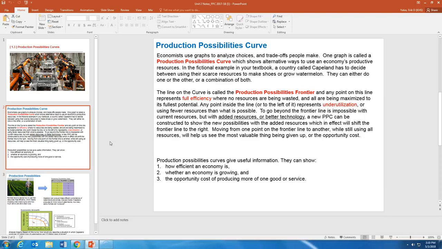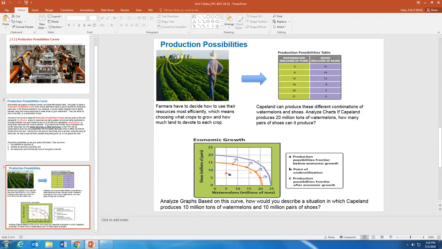And so what a production possibility curve does tell us, they can show us how efficient an economy is, whether the economy is growing, and also the opportunity cost of producing one more good or service. So it's a good tool for thinking at the margin. So here's the field that we're talking about, and they can either, again, grow crops here or build a factory and make shoes. And so here's a production possibilities table.